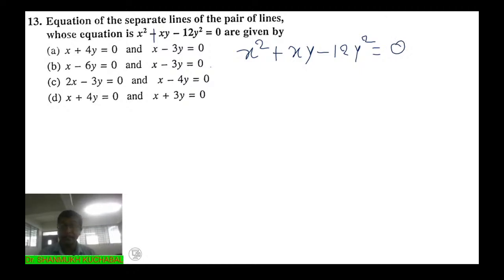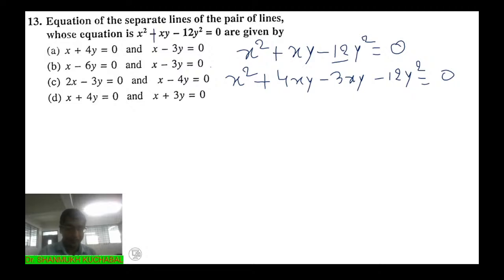Further, we have to treat this as a quadratic equation. So for multiplication we want 12, for addition or subtraction we want plus 1. So this can be written as 4 and 3, which give 12. So next step we get x square plus 4xy minus 3xy minus 12y square equal to 0. 4 times 3 is minus 12, and 4 minus 3 we get plus 1.